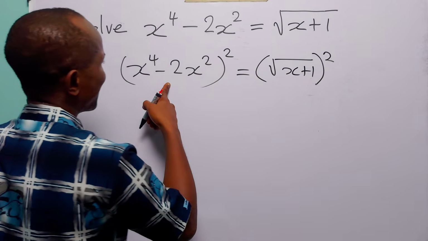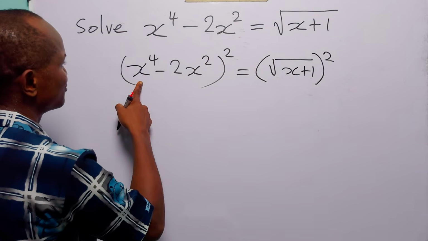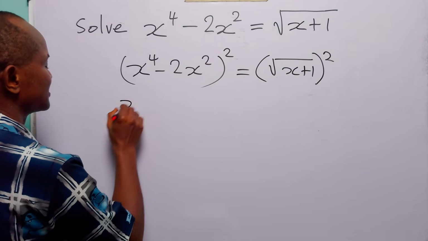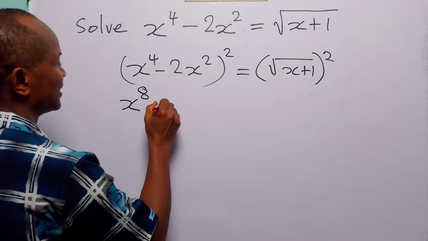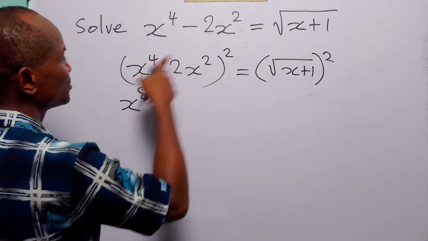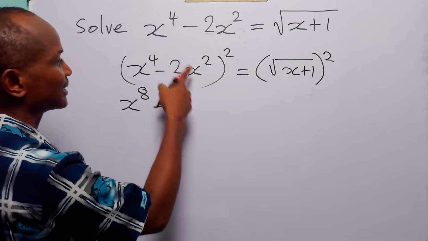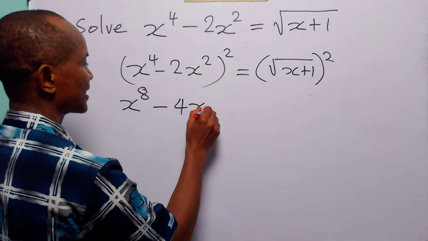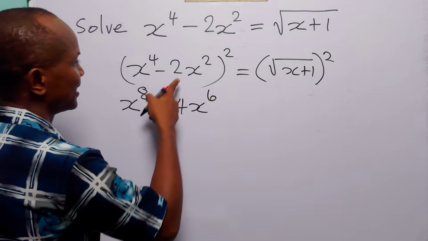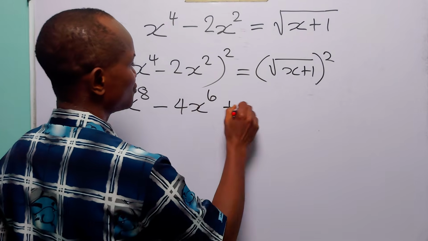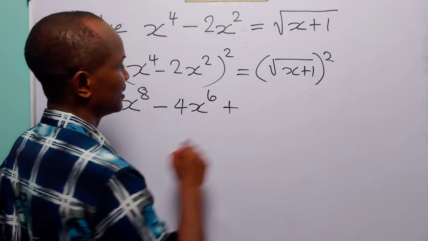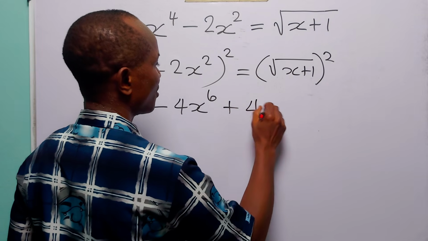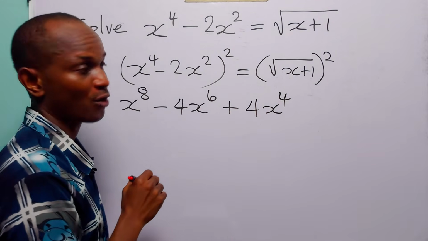Now, when we expand the left hand side, we have x^4 squared. That is x^8. Then minus 2 times x^4 times 2x^2. That is -4x^6. Then we have (-2x^2) squared. That is plus 4x^4.